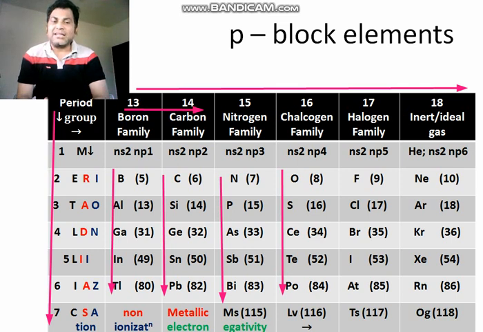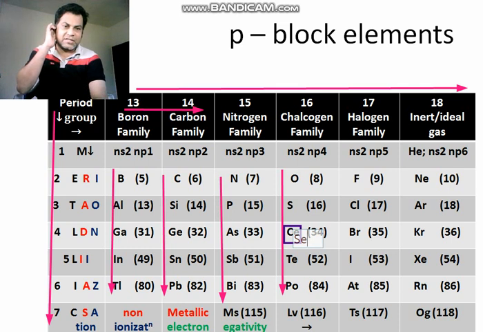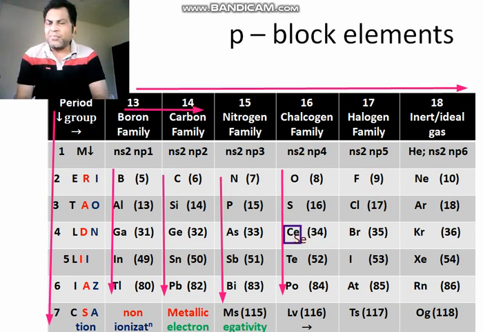Then group 16: oxygen, sulfur, selenium. By mistake C is written for selenium, but you have to remember this is not C. Here it is S and E that is the symbol. So remember this is selenium, and then tellurium and polonium.